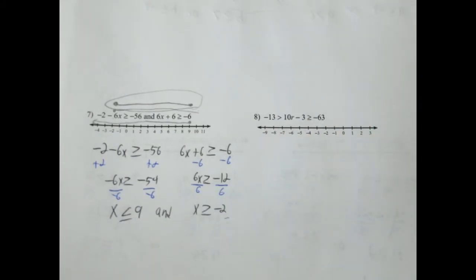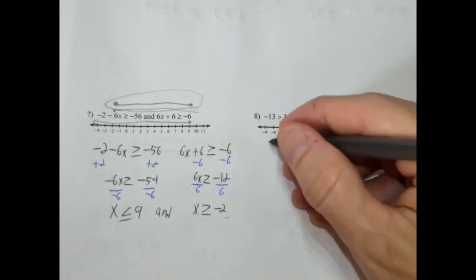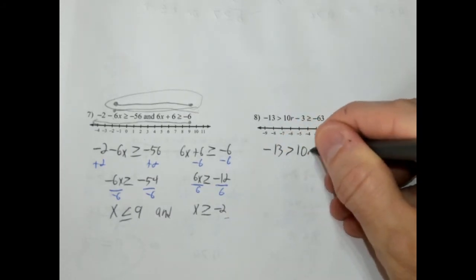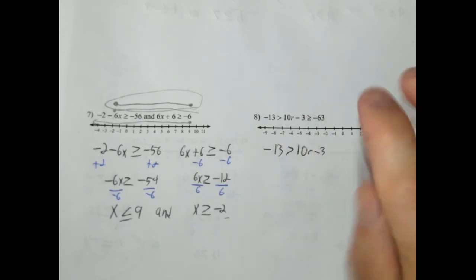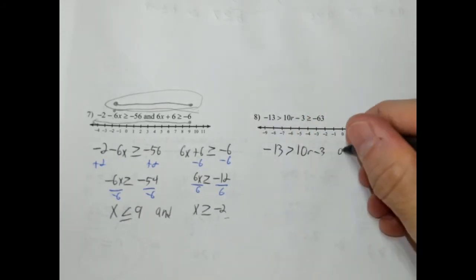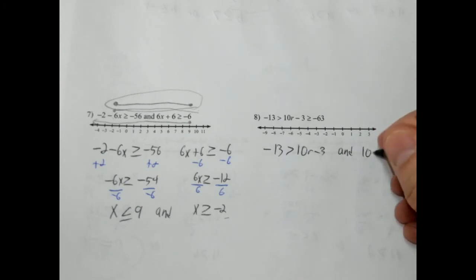Alright. Down here, our last one. So we have negative 13 is greater than 10r minus 3. And again, this is written strangely, so you write it like that, and then you write it like that. And 10r minus 3 is greater than or equal to negative 63.